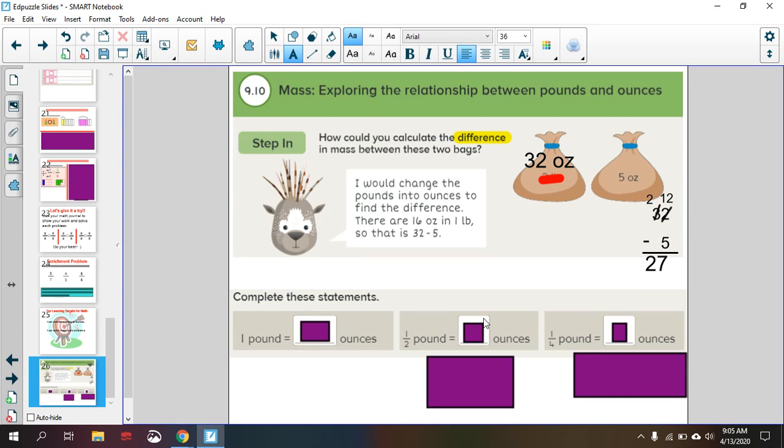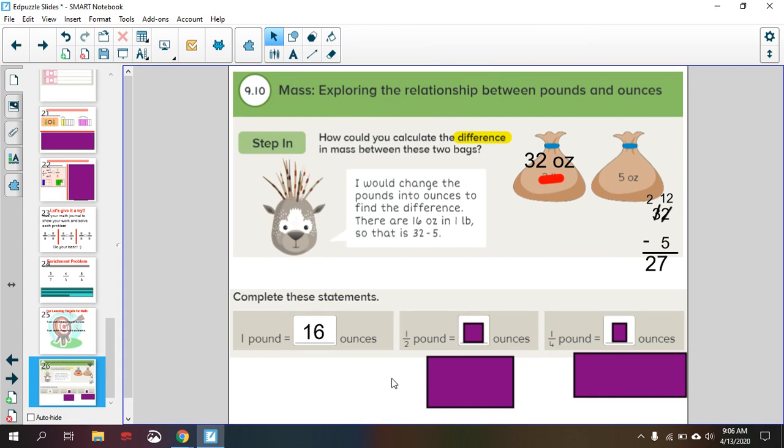Like I said, let's make sure we're filling this in the book. So if we look down on this page just a little bit where it says complete these statements, we do need to fill these 3 things in. We just kind of reviewed it. We know that 1 pound is worth 16 ounces. So make sure we get that filled in. 1 pound is 16 ounces.